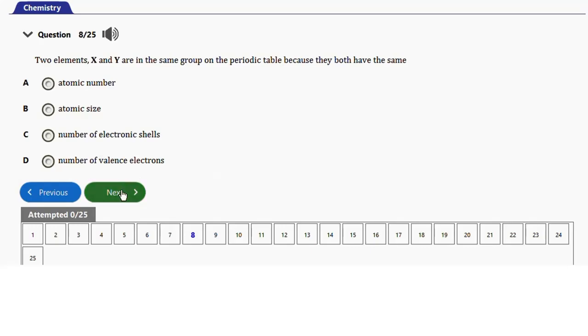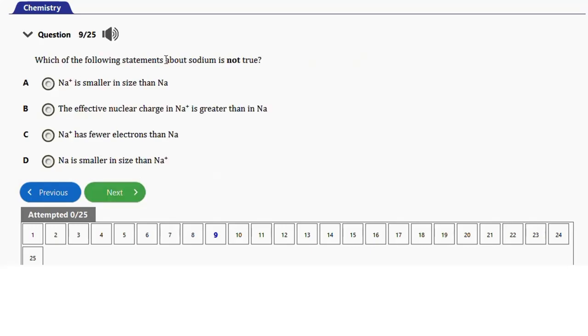The next question will be this one. It says which of the following statements about sodium is not true? So we have sodium ion is smaller in size than sodium. Yes. We have the effective nuclear charge in sodium ion is greater than in sodium atom. Yes. Sodium ion has fewer electrons than sodium atom. Yes. Sodium atom is smaller in size than sodium ion. No. So the right option is option D.